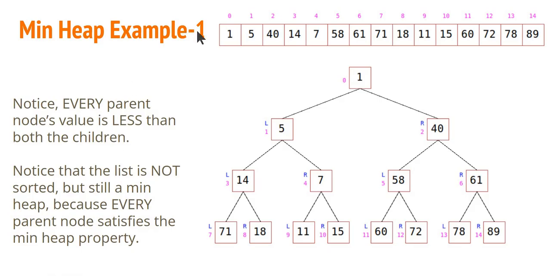Let's say I have this list over here. Now the values here are 1, 5, 40 and so on and so forth. Remember, I impose a complete binary tree on this. The structure that emerges is as shown here. Rule has been followed exactly like we were talking earlier, top to bottom, left to right. So 1, 5, 40, 14, 7, 58, 61, 71, 18, 11, 15, 60, 72, 78, 89. So look at this. I'm going in this direction, but I'm filling up this tree from top to bottom, left to right. So that is a complete tree. In fact, in this case, it's also a perfect tree.